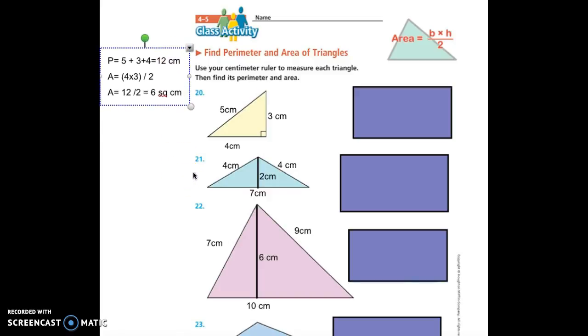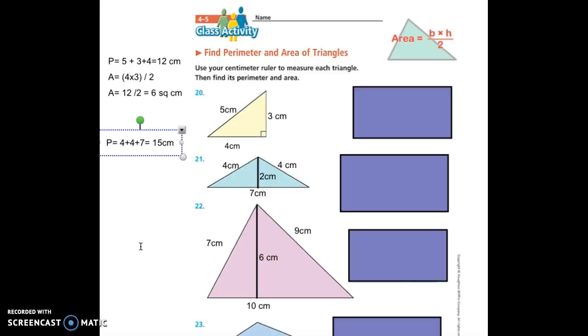Now this one's a little different because it doesn't have a right triangle. It's a different type of triangle. But let's go ahead and try it and see if it works. So first, the perimeter. All right, first for perimeter, again, I'm going to add the outsides together. So we've got 4 plus 4 plus 7, which ends up equaling 8 plus 7, which is 15.